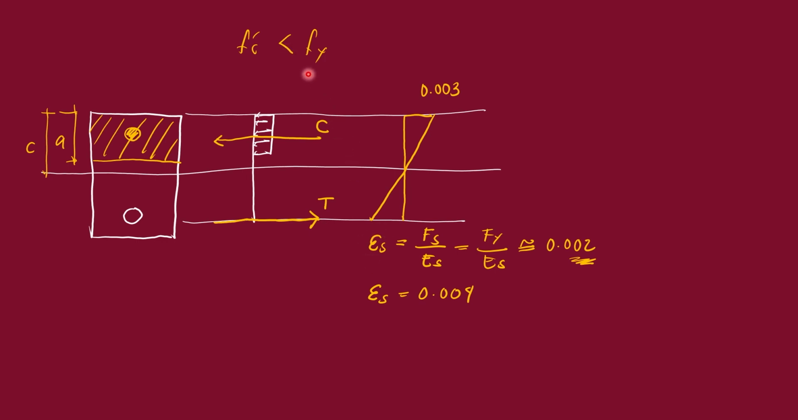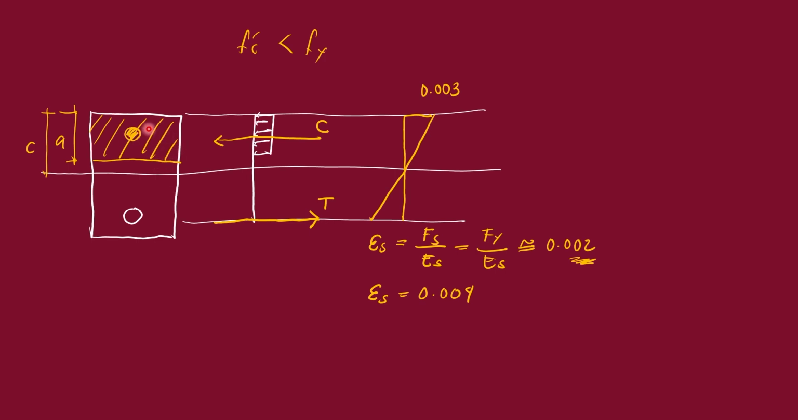Yun nga lang, mas mahal yung steel, di ba? So, instead na palakihin natin yung concrete in compression, nilalagyan na lang natin ng compression reinforcement at the top, kasi maliit lang na area kung steel yung gagamitin natin instead na palalakihin natin yung area ng concrete. Okay, so yun yung ginagawa natin.